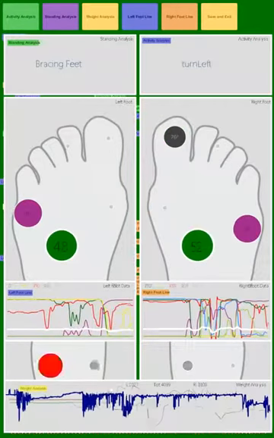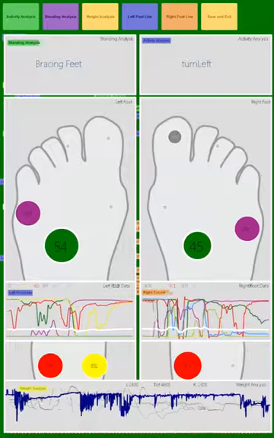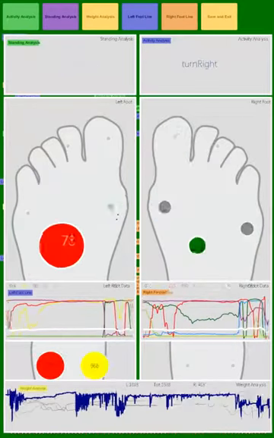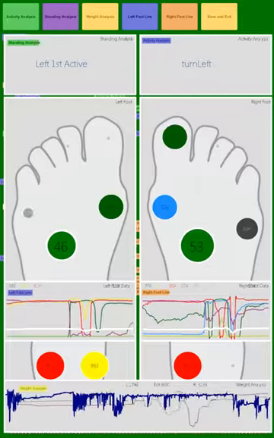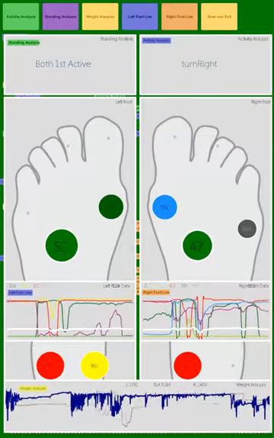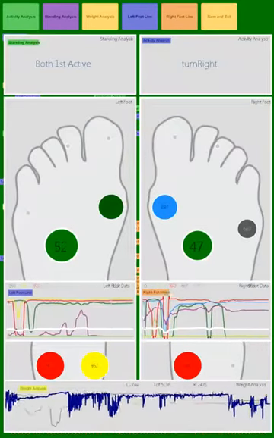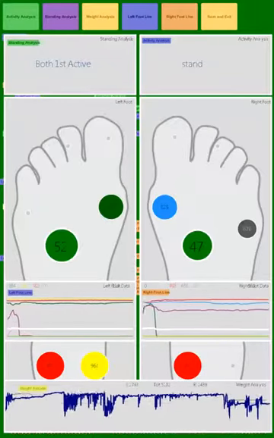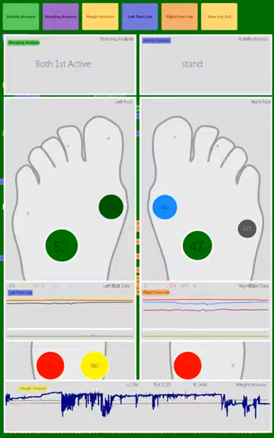And then we have bracers. A lot of athletes are bracers, so they'll hold their weight on the outside of their feet like this. What this does is coach you on how to activate the muscles in your feet to create a healthy platform. So I could probably do that by overlaying some graphics on the foot.